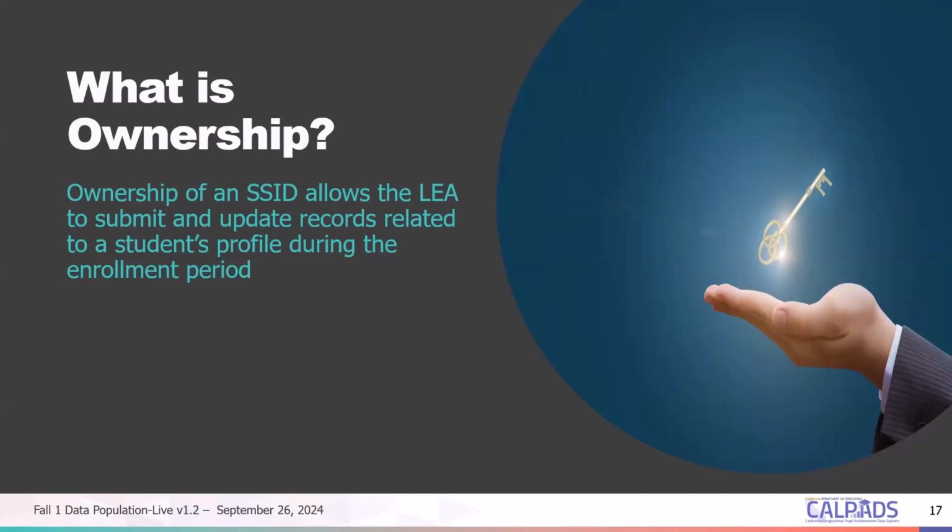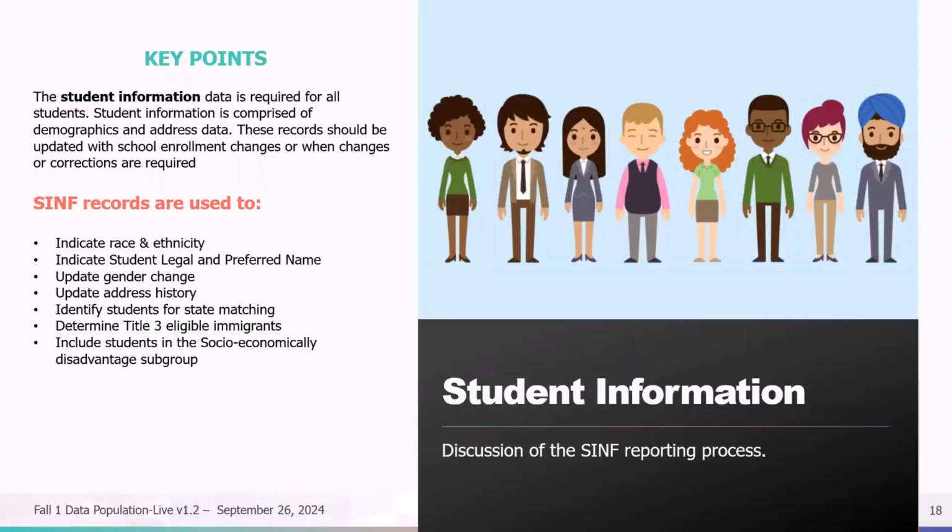That concludes our discussion of the SENR file type. Let's go ahead and move on to discussing the SINF file type, or the student information file type now. And the SINF record is required for all students. In fact, when you submit an SENR record for the first time for a student, a shell SINF record is created in CalPADS, which you have to be sure to update.